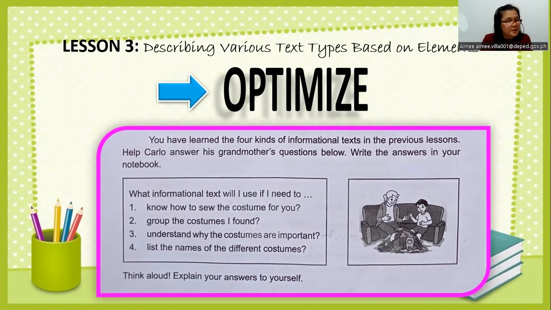For number 2, group the costumes I found. Very good. Classification. So you're going to group, you're going to classify. Number 3, understand why costumes are important. Of course, explanation. So why? It answers the question why. It's always explanation. Number 4, list the names of the different costumes. Very good. Enumeration. Okay.